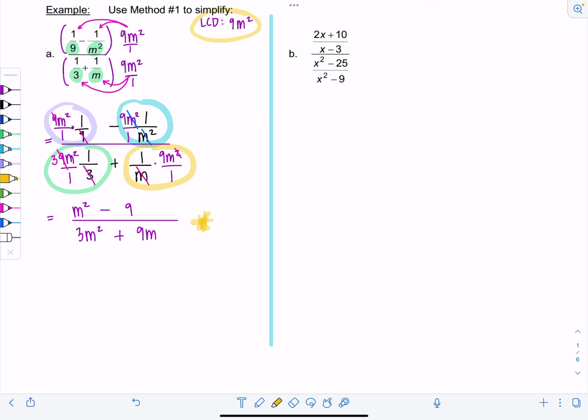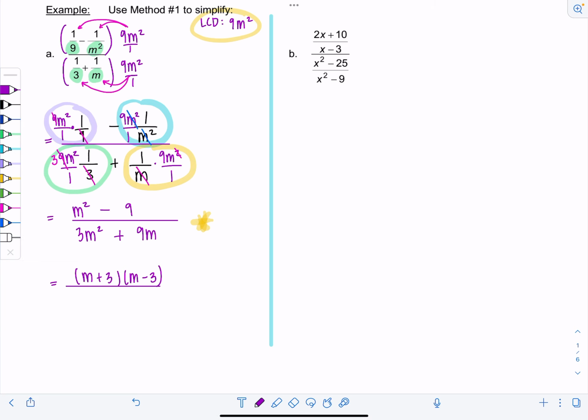Okay, so yep, I'm super happy. There's no fractions in the numerator, no fractions in the denominator. I want to see if I can simplify and cancel. Before you even think about canceling, you got to factor the numerator and denominator completely. So look at the numerator, m squared minus 9. Do you recognize that? That's a difference of squares, so that will factor into m plus 3 times m minus 3. All right, very good.